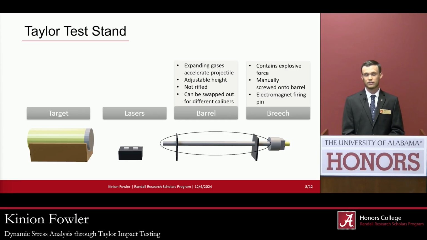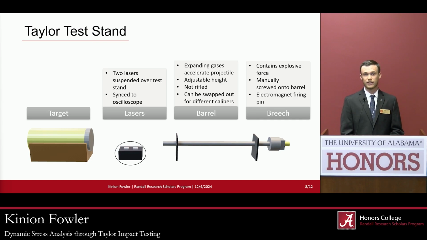It has an adjustable height so that we can control exactly where on the target we're impacting afterwards, and it can be interchanged with different barrels for different cartridges. Again, the three main types we use are 17, 223, and 308. This tube is also not rifled like most gun barrels would be. That's because the added spin of the projectile could cause it to deform non-uniformly.